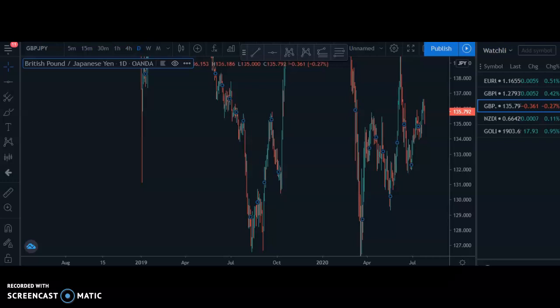As you see before you, the chart displayed is GBPJPY. It's what we are going to be looking at and analyzing for the purposes of the opening week, which will be a Monday.